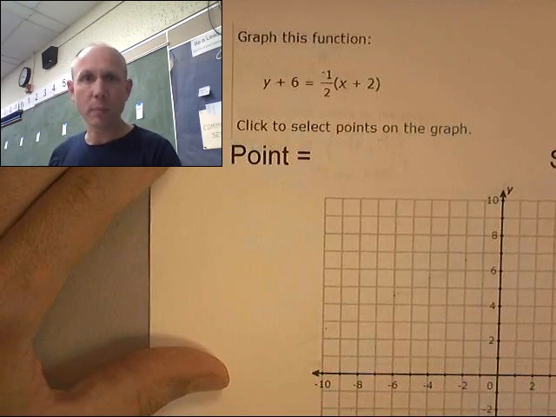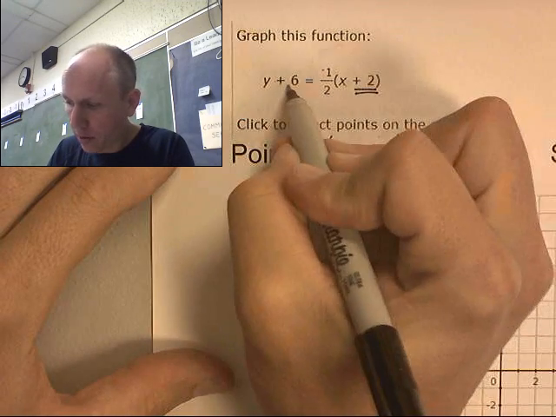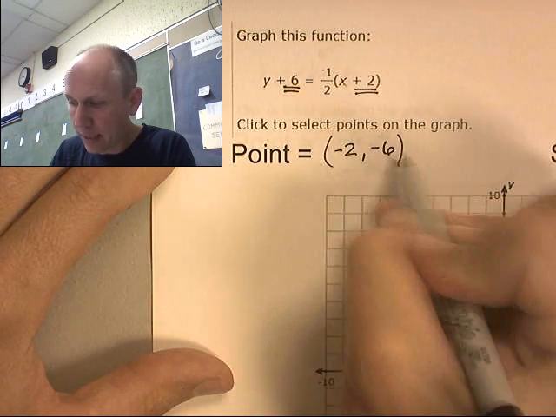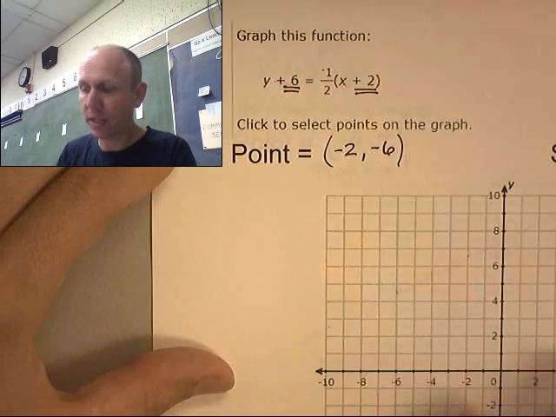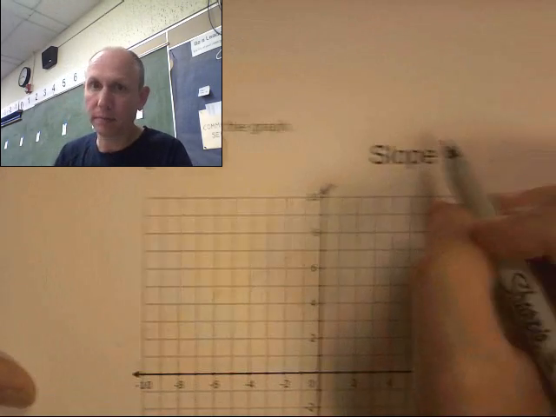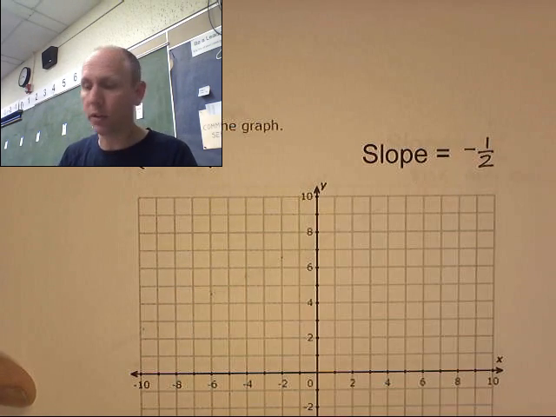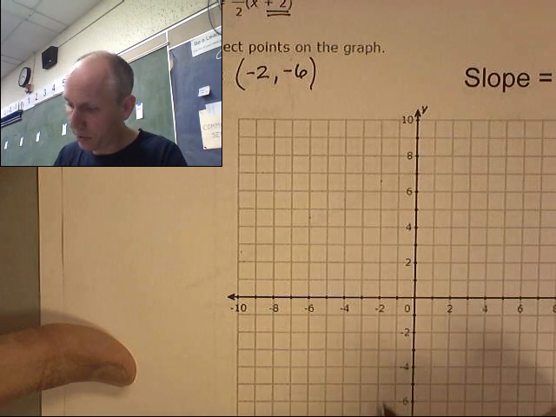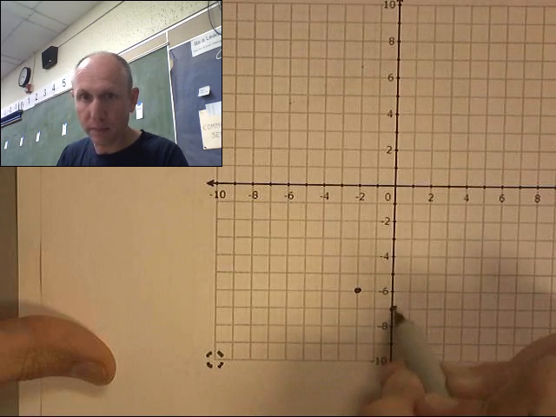Here's the next one. Okay, what is the point? Well, the point is right there and right there. X is negative 2. Y is negative 6. There's my point. And my slope is right there, which is negative 1/2. Which means I'm going to go down 1 over 2. We'll plot the point. The point is negative 2, negative 6. Down 1 over 2.